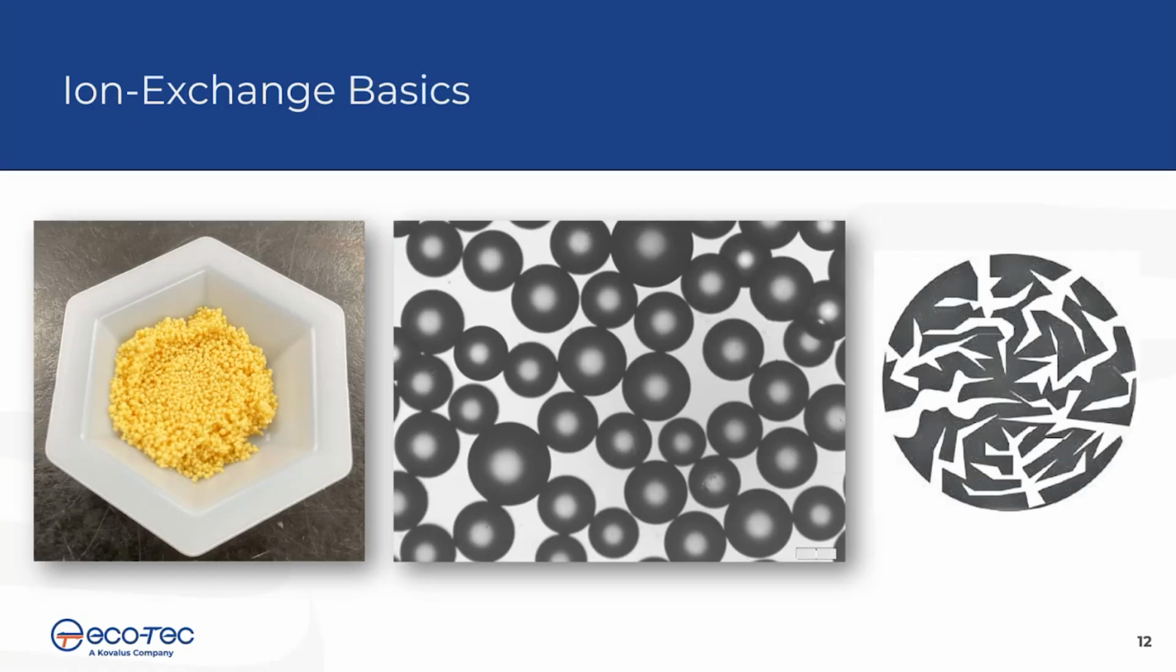With the basic definitions covered, I want to connect the visual to the chemistry. On the left, you can see the actual resin beads. These are small spherical polymer particles. Under magnification, as shown in the middle, you can see how uniform and spherical they are. These beads are typically in the range of hundreds of microns in diameter. If we zoom in further to a single bead, as illustrated on the right, the structure is not solid plastic. It's a porous polymer network, and that internal surface provides the surface area where ion exchange happens.